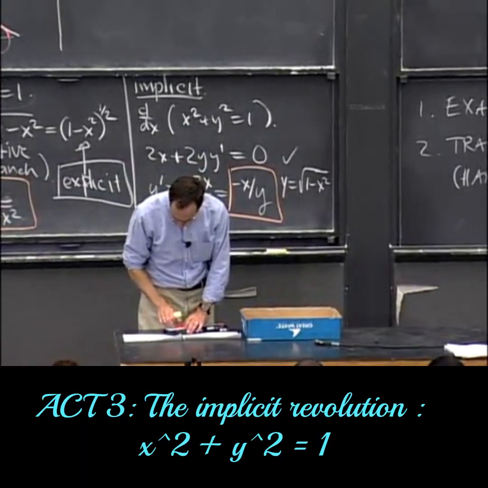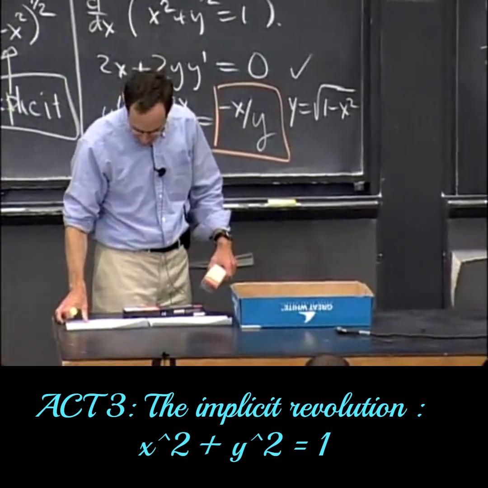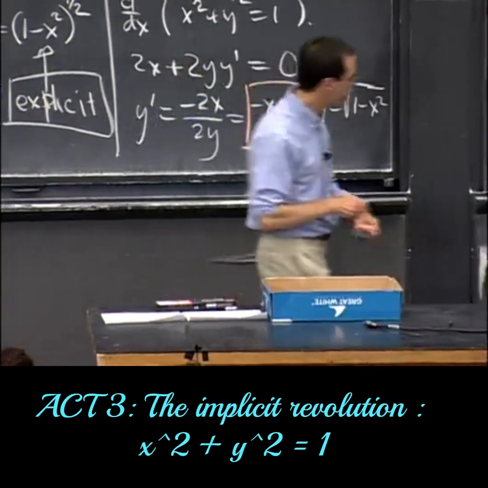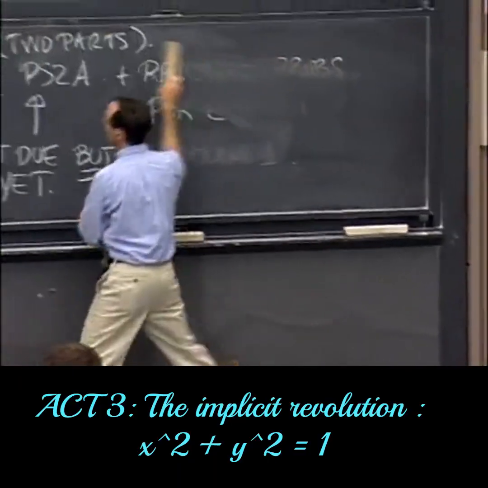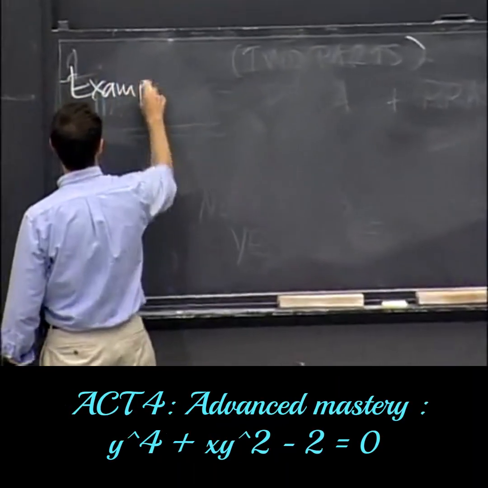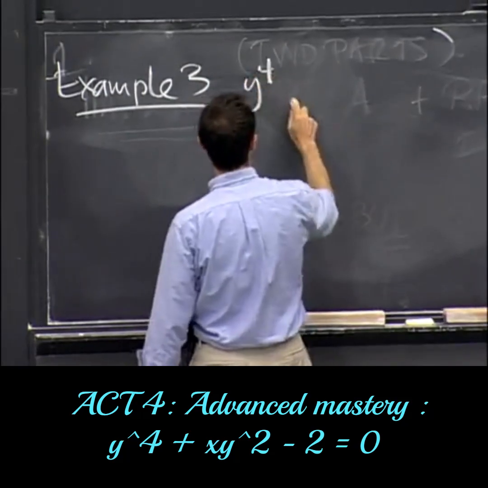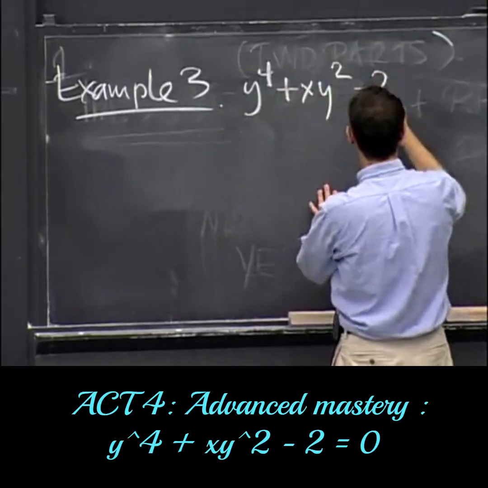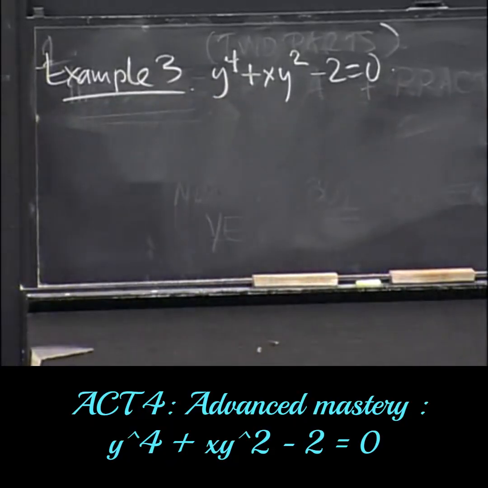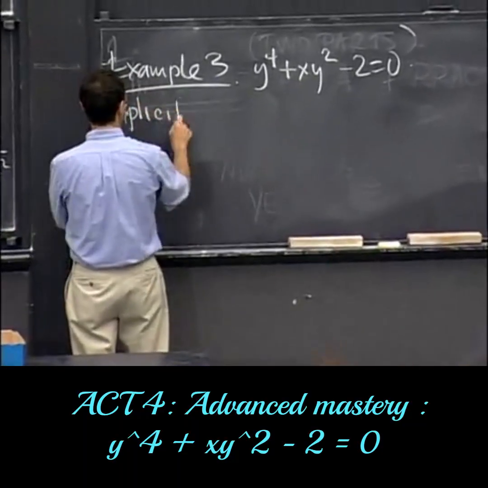Okay, so now I want to give you a slightly more complicated example here. It's not going to be the most complicated example, but it'll be a little bit tricky. So in this example, I'm going to give you a fourth order equation: y to the fourth plus xy squared minus 2 is equal to 0. Right? Now, it just so happens that there's a trick to solving this equation. So actually, you can do both the explicit method and the implicit method.